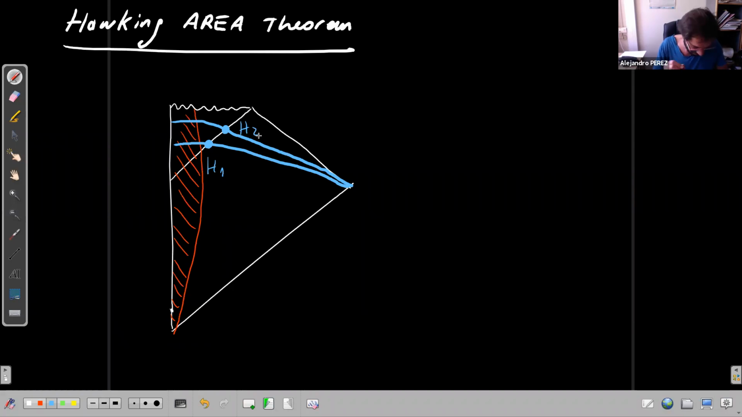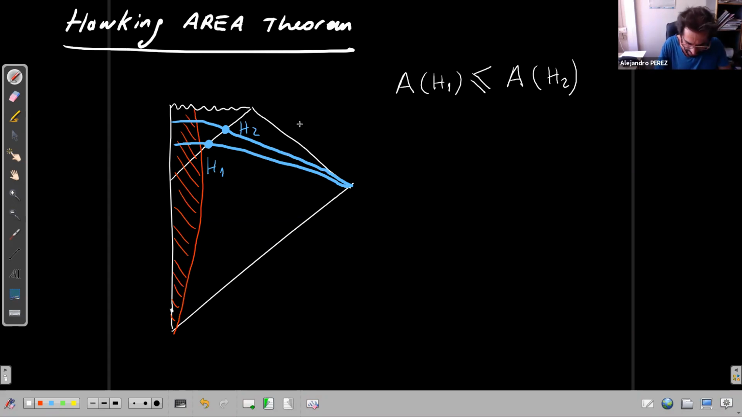The Hawking area theorem has two assumptions. The theorem states that the area of H1 is less than or equal to the area of H2. This is very general, given the assumptions I will give you in a moment. This is not about stationary black holes. This is about arbitrary black holes defined in terms of the causal structure of space-time, the region outside the past of future null infinity.